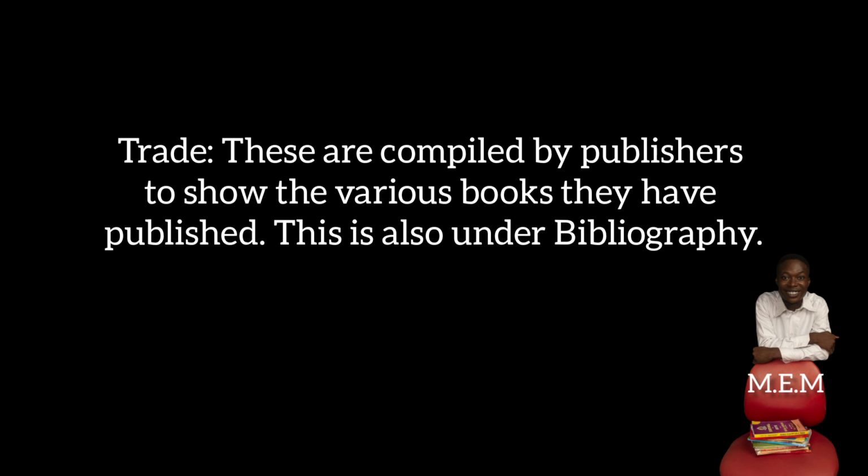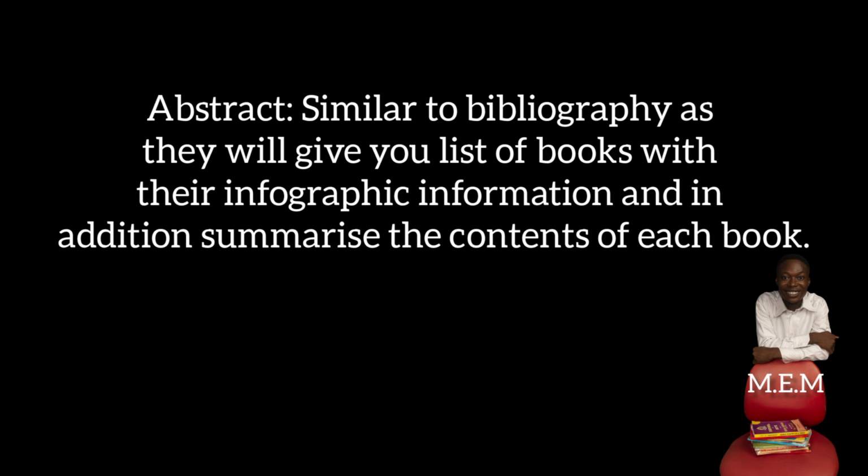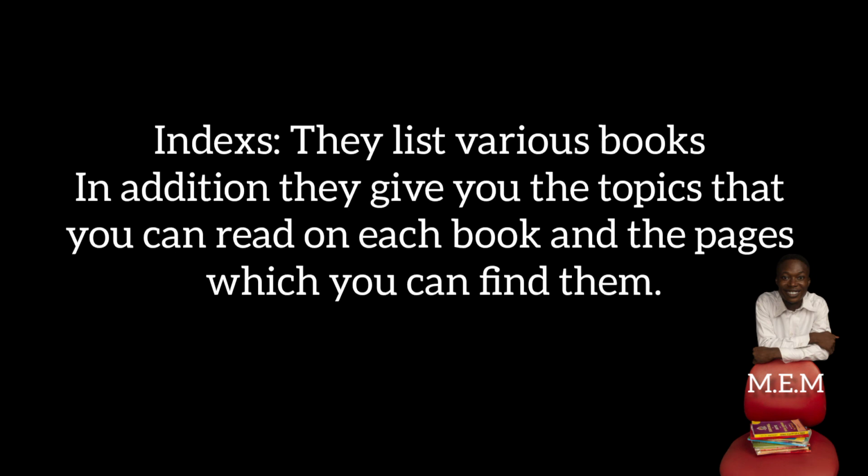We also have abstract. An abstract is what you mostly find at the beginning of the book, giving a bit of information about what the whole book is about. And also we have index. You would have seen an index at the back of books, which highlights certain points and page numbers where you can find them. So that is that on the book materials.